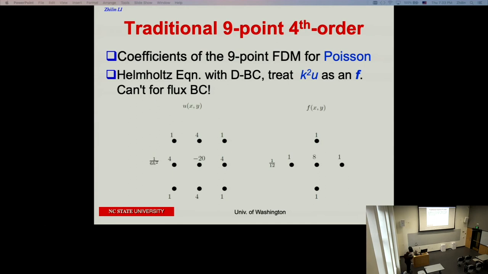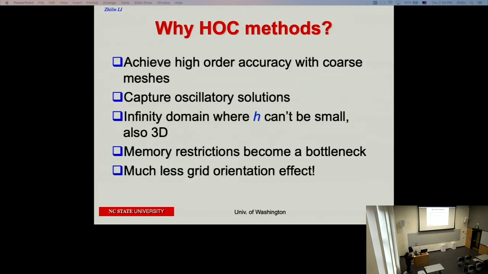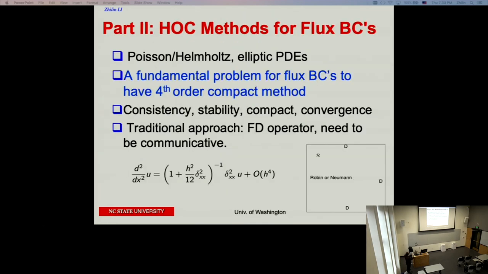But what happens if you have a boundary condition? And what happens if you have a flux boundary condition? What do I mean by flux boundary condition? That's a Neumann boundary condition and a Robin boundary condition. Since we have a number of graduate students, I went to several PhD committees, and they talk about the high order method for Helmholtz equations. I said, you have very high order in the interior, and how about on the boundary? And they don't have an answer, even though the advisors are experts in that area.